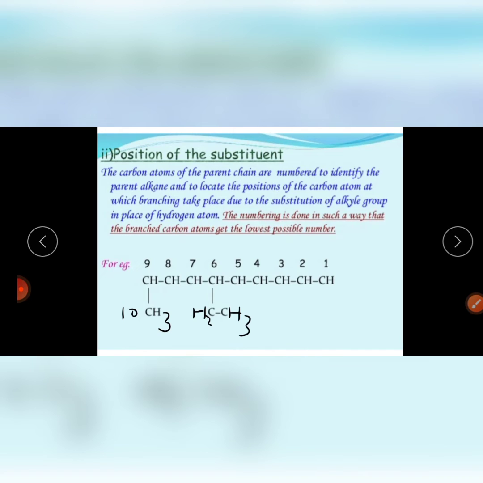So what we do is go for the numbering of this parent chain, and we have to keep in mind one thing: the numbering is done in such a way that the branch carbon atom gets the lowest possible number. Okay, so the next rule of nomenclature is regarding the presence of more than one same substituent. If in any compound you have more than one same substituent, as we can see over there, we have this methyl and this also is methyl, and these two are the same substituents.